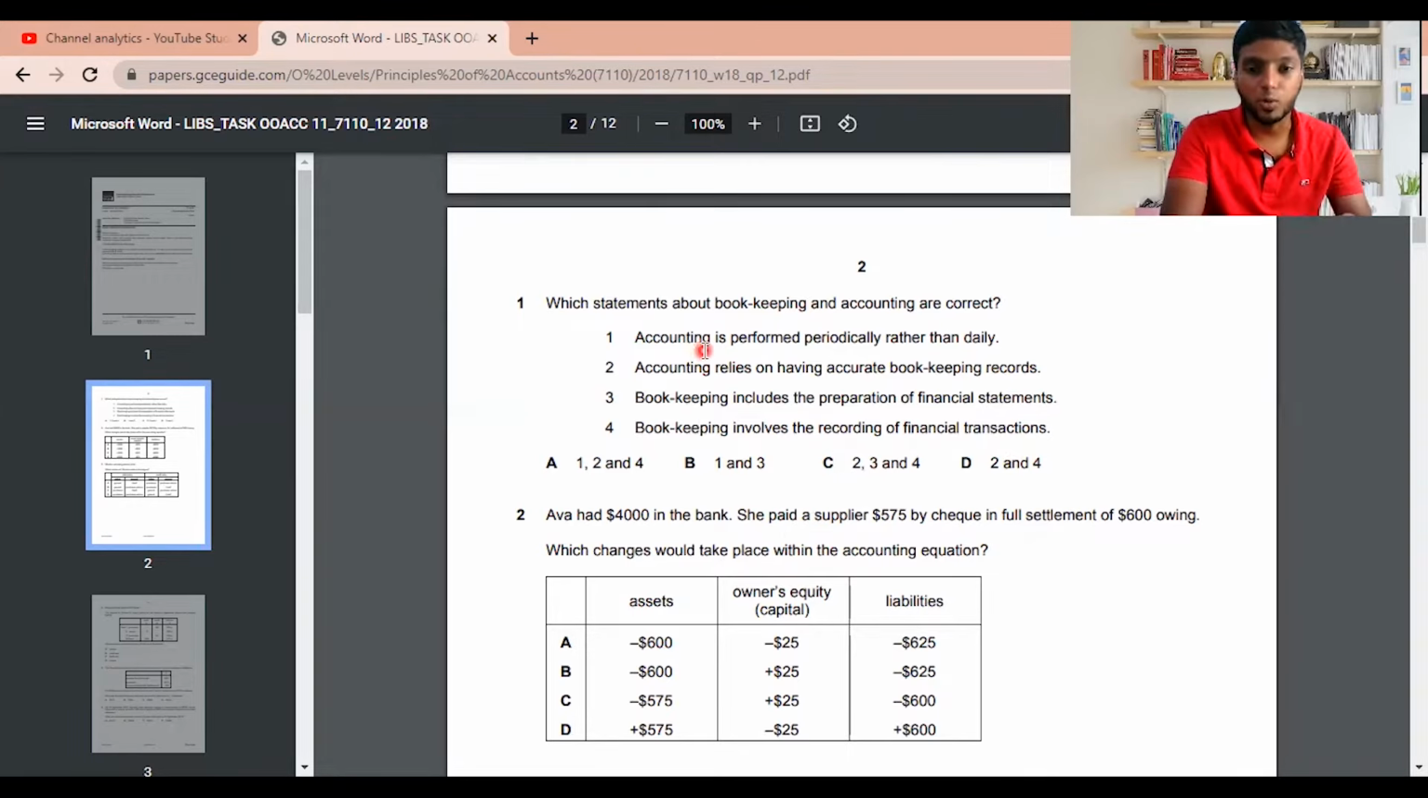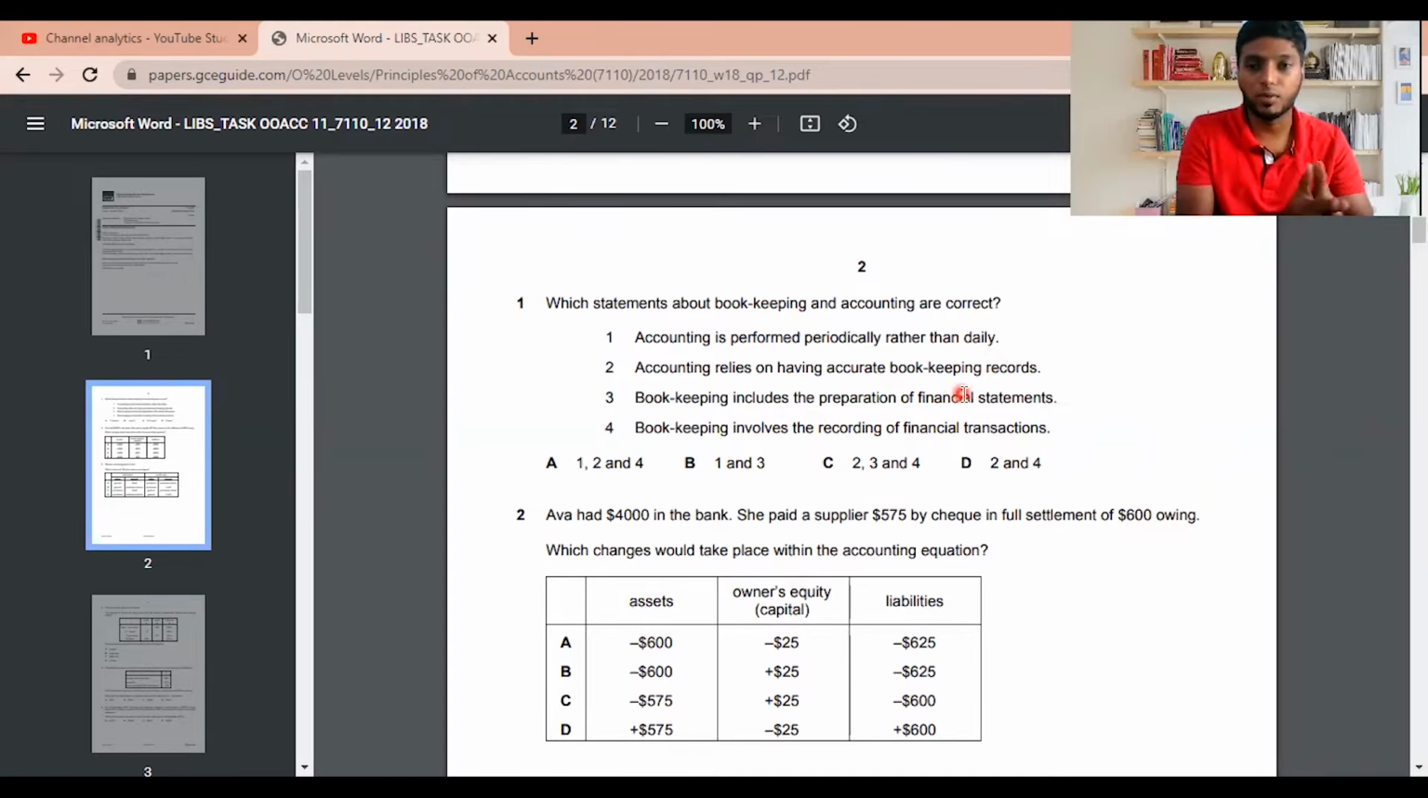So let's see. Accounting is performed periodically rather than daily. Of course, it is not done daily because the bookkeeper is doing the work daily. So what does an accountant need to do? He will take all the work within a month, or maybe every interim term, like once in 3 months, and then he will finalize the books of accounts. Accounting relies on having accurate bookkeeping records.